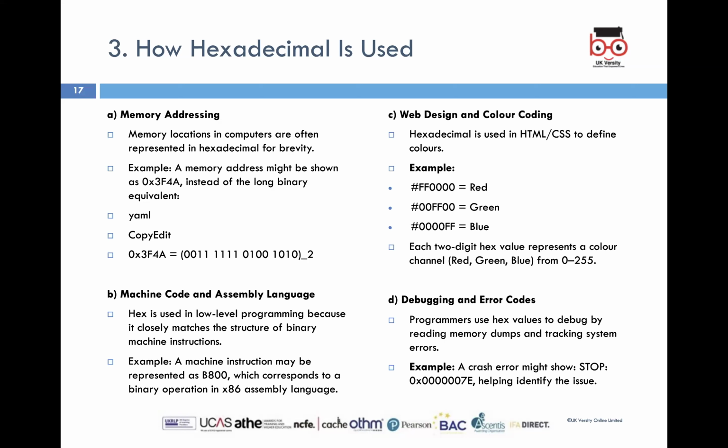Debugging and error codes. Programmers use hex values to debug by reading memory dumps and tracking system errors. For example, a crash error might show stop 0x000007E, helping identify the issue.